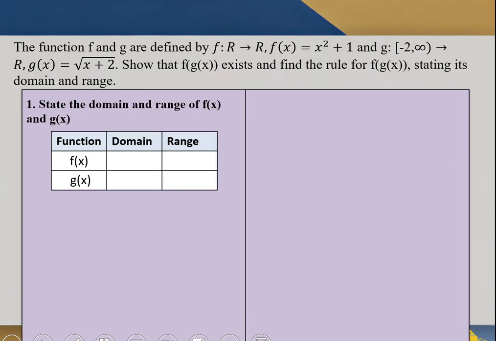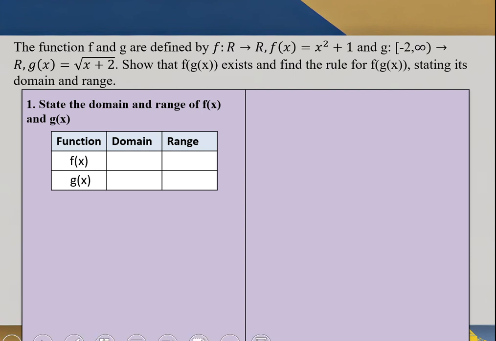Let's have another. We have here the functions f and g defined by f for all real numbers. f of x is equal to x squared plus 1, and g has the domain of negative 2 to infinity, and g of x is equal to square root of x plus 2.